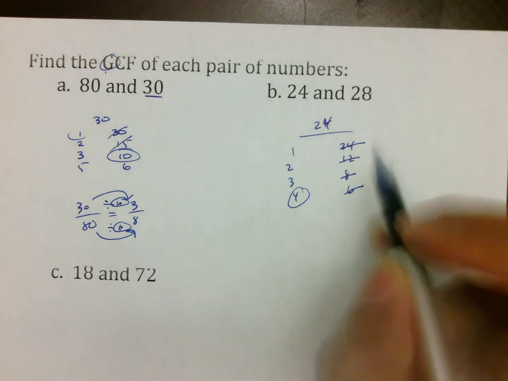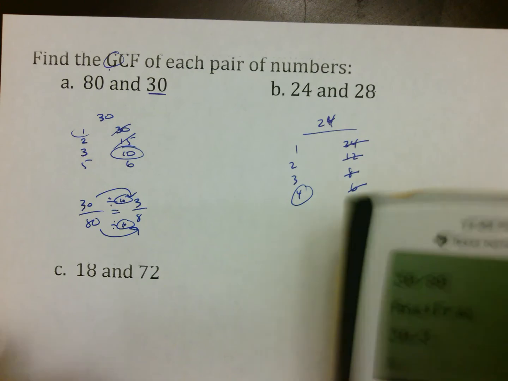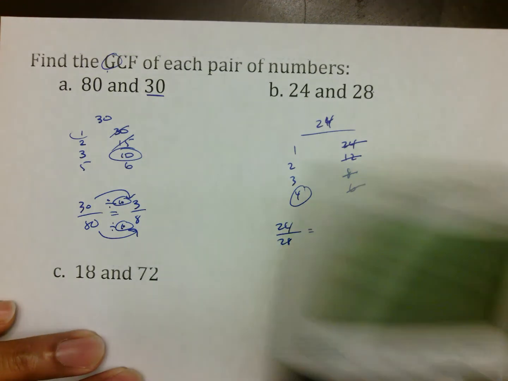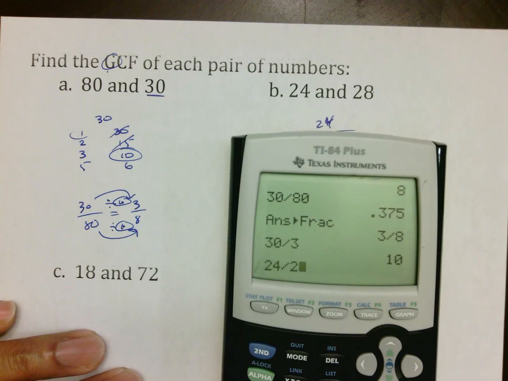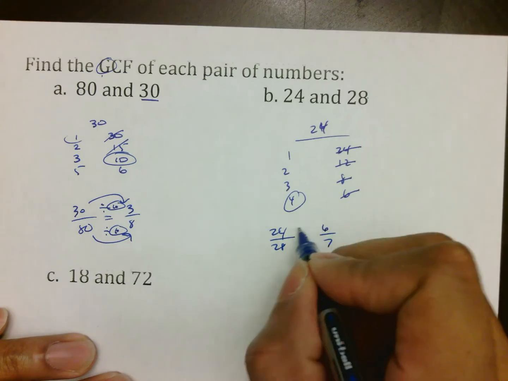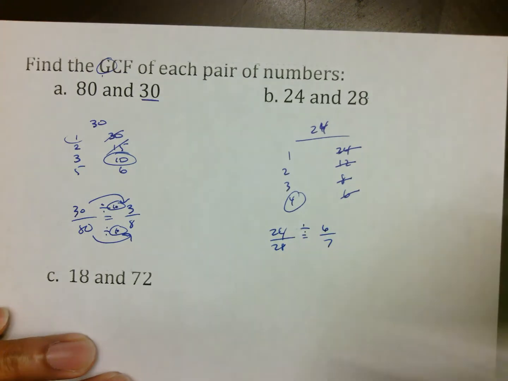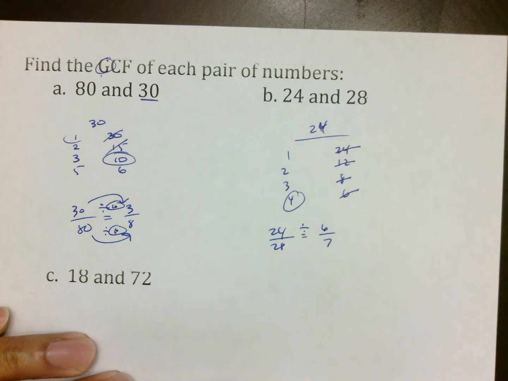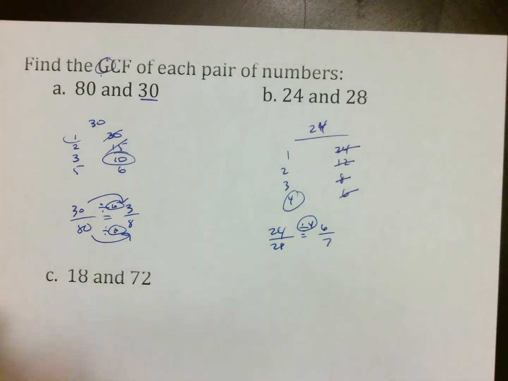Alright, that is using the factor tree method. Or, again, you make a fraction with the smaller number over the bigger number and see what it reduces to. 24 divided by 28 equals, math, enter, enter. That's 6 over 7. And then just do 24 divided by 6. And you see your GCF of 4 is what's hidden right here.